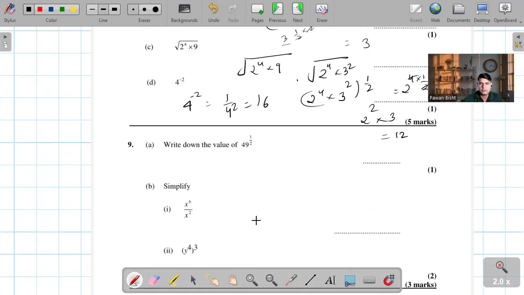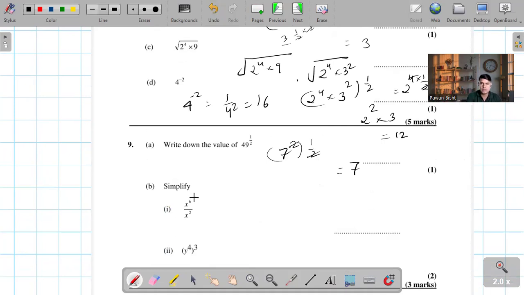Next question. Question number 9. Write down the value of square root of 49. Right? So 49, you know that is the square of 7. So 7 square times 1 over 2. 2 cancel. Answer is 7. Simple, right? It's very simple.